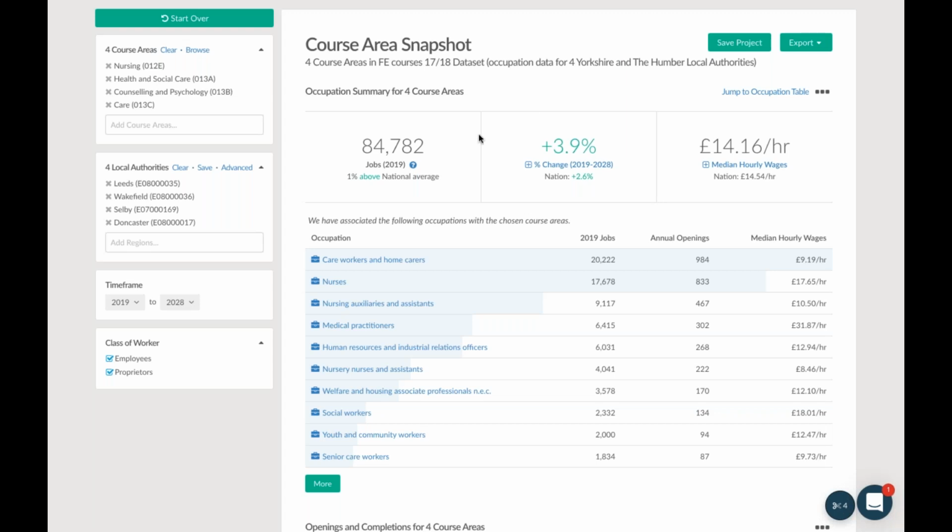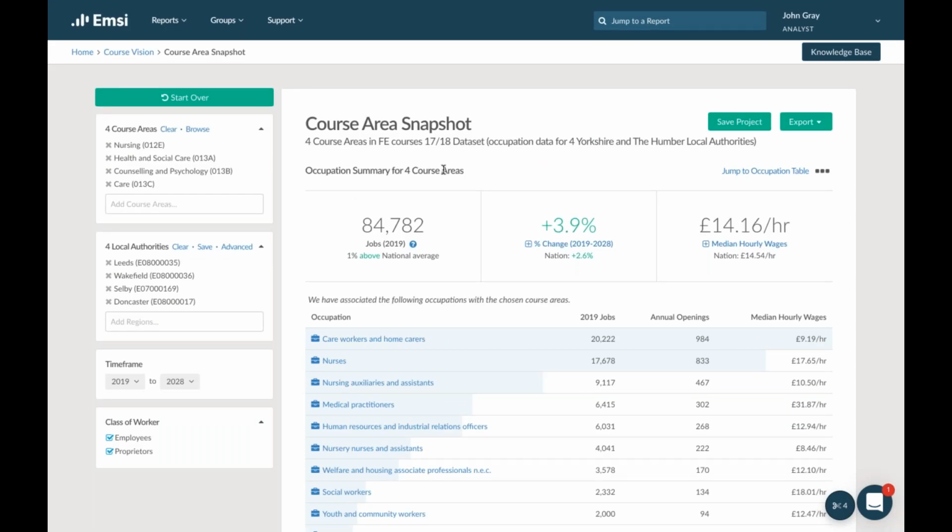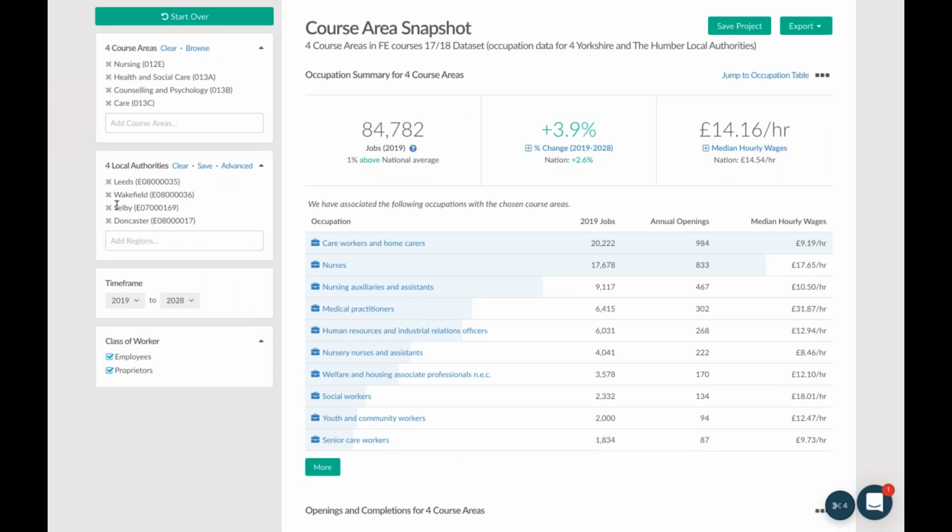So here we can see the 4 areas that we selected. Again, what you can do is quickly go from looking at a very broad area to a much more selected area by clicking on the cross and deselecting some of these. Equally, you could take out some of the local authority areas you're looking at. And again, we could change the time frame.